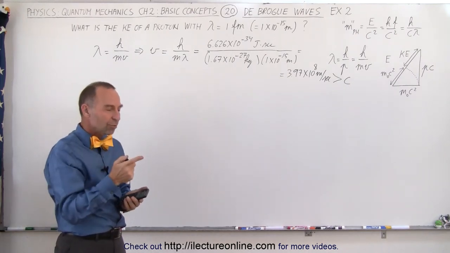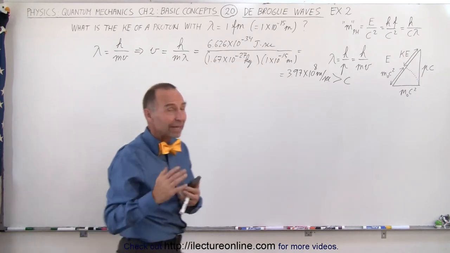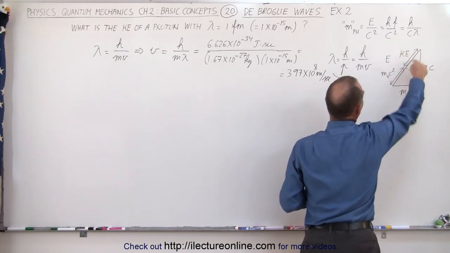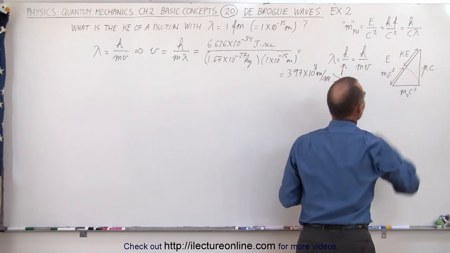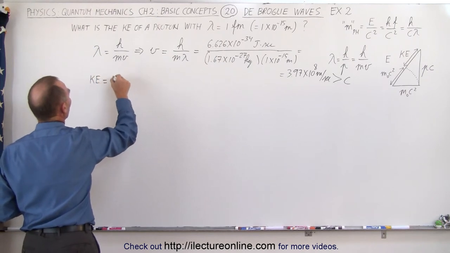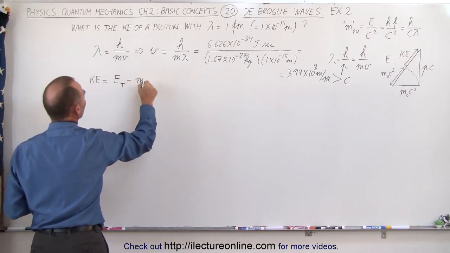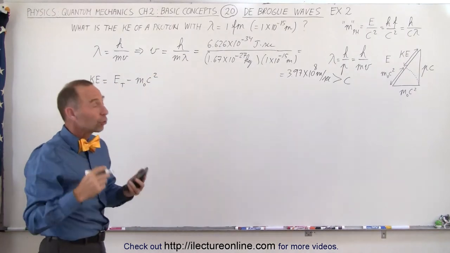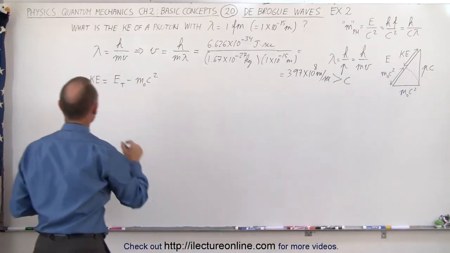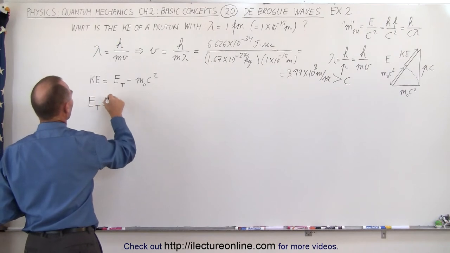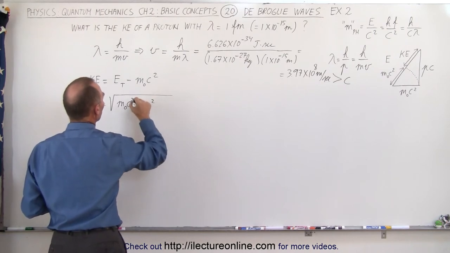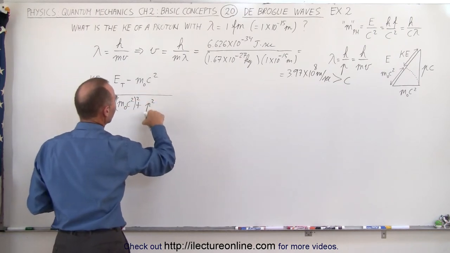light. Which means that in order to find the kinetic energy, we have to take into account this concept right here, that the kinetic energy can be found by taking the total energy and subtracting the rest mass energy. So the kinetic energy is equal to the total energy minus the rest mass energy, m sub naught c squared. And to find the total energy, we can relate that to the rest mass energy and the momentum of the particle. In other words, the total energy is the square root of (m sub naught c squared) squared plus p squared times c squared.